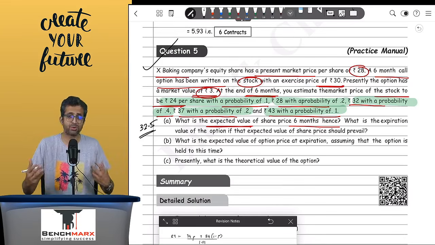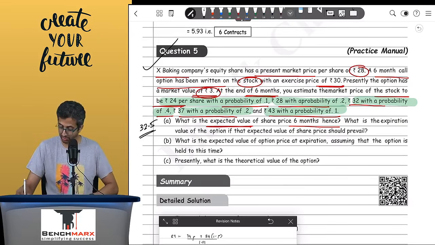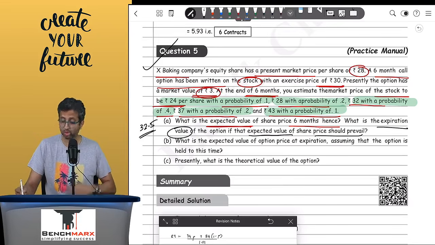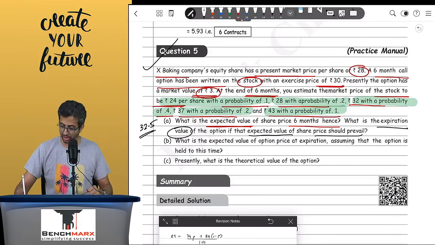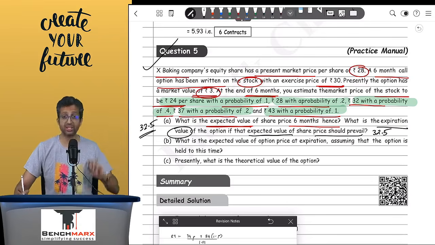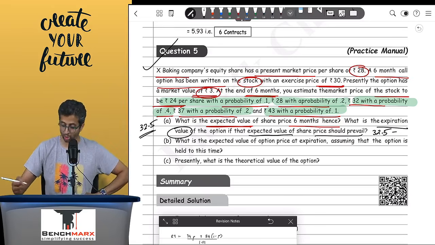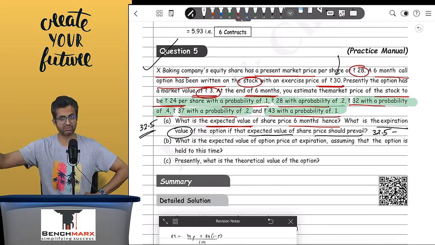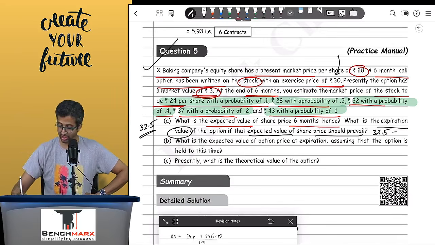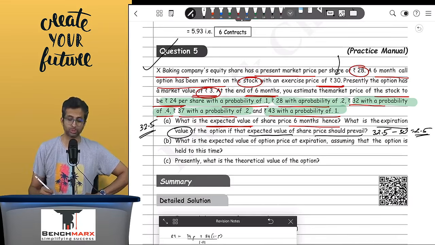So what if the price of the share actually turns out to be 32.5? What is the expiration value of the option if the expected value of the share price should prevail? So if the expected share price prevails, that is 32.5 is actually the value of the share after 6 months, then what is the value of the option that you are holding? Well, this option gives you a chance to buy the share at 30, whose price after 6 months is going to be 32.5, and hence 32.5 minus 30, that is 2.5, will be the possible value of this option.